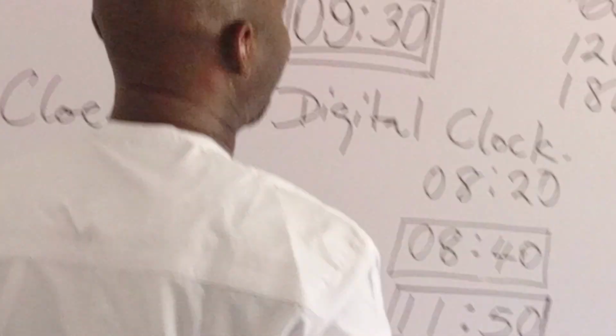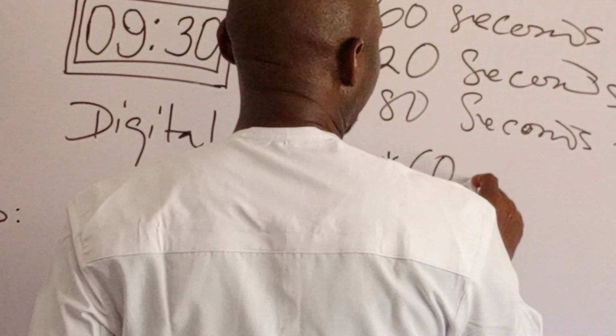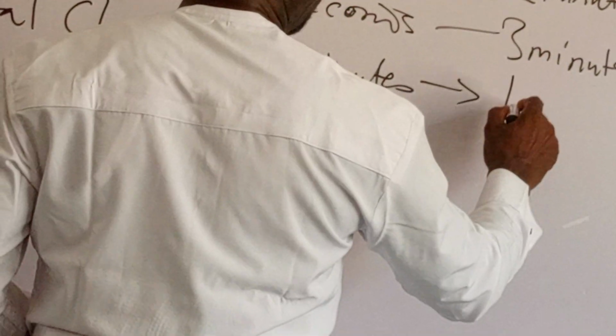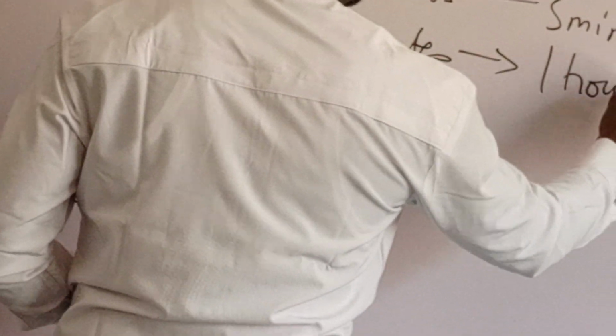So we say, and you can see the hour hand has moved from 10 to 11. That is just 1 hour past. So we say 60 minutes makes 1 hour. 60 minutes makes 1 hour.